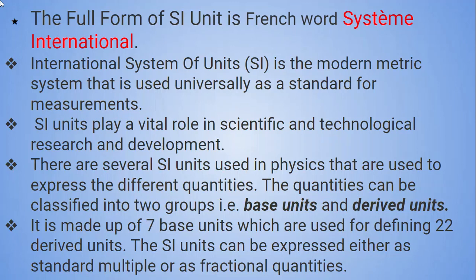The full form of SI is from a French phrase, Système International. The International System of Units, SI, is the modern metric system that is used universally as a standard for measurements. SI units play a vital role in scientific and technological research and development. There are several SI units used in physics to express different quantities. The quantities can be classified into two groups, which are basic units and derived units. It is made up of 7 base units, which are used for defining 22 derived units. The SI units can be expressed either as standard multiples or as fractional quantities.